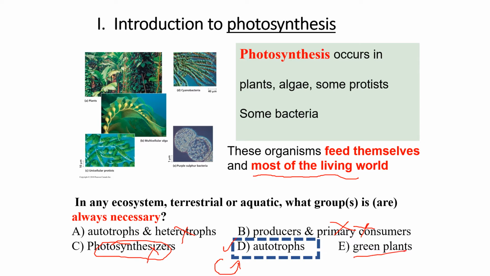And green plants are a type of organisms that do photosynthesis, but we have other ones. For example, algae are very important. So this one is not correct. So the best answer will be D.